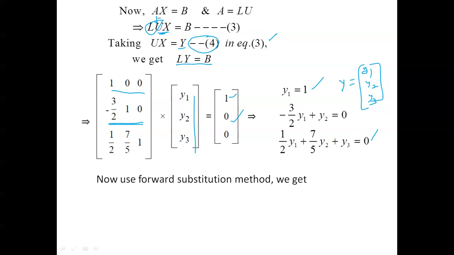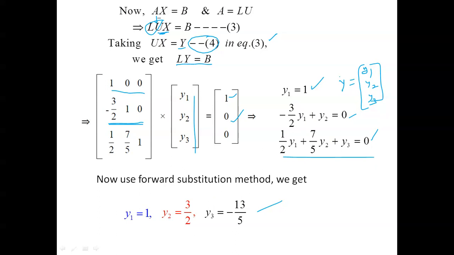Now we have to calculate it. Y1 value is already 1. Y1 value is substituted here. Minus 3 by 2 plus y2 equal to 0. So y2 equal to 3 by 2. From the first equation and the second equation, y1, y2 values are substituted in the third equation. Here y1 value is 1 and y2 value is 3 by 2. So we get the y3 value, that is minus 13 by 5.